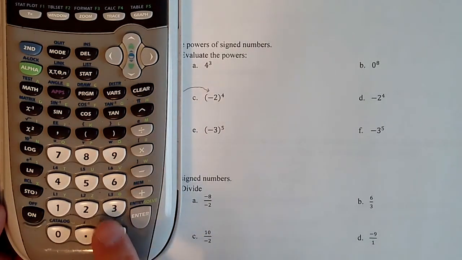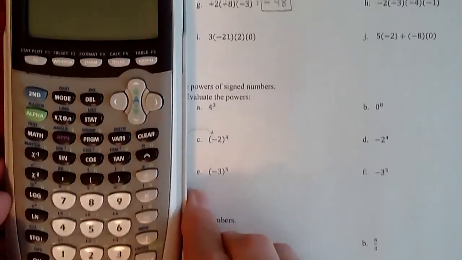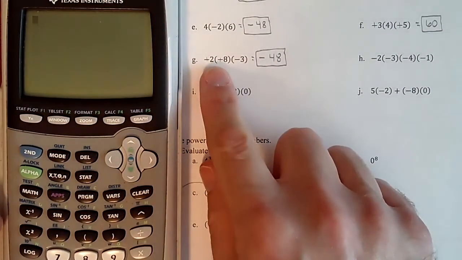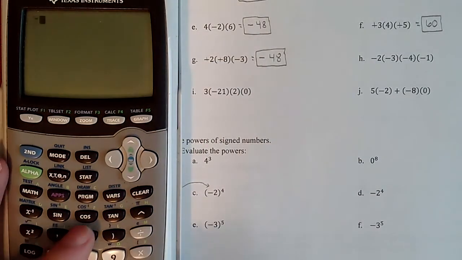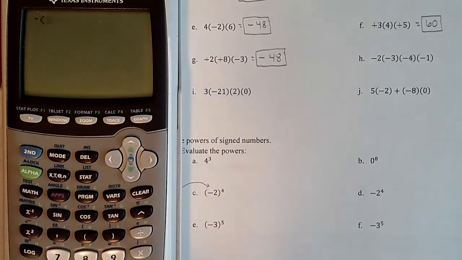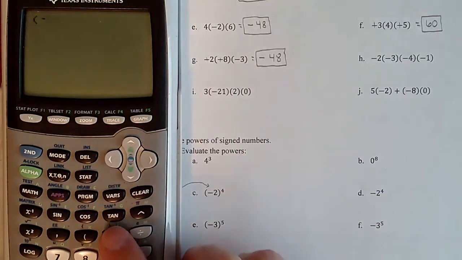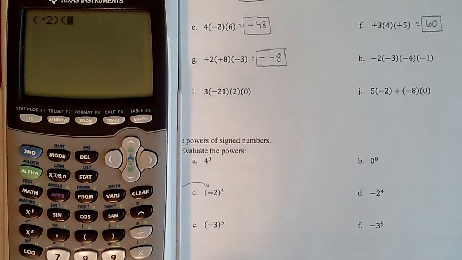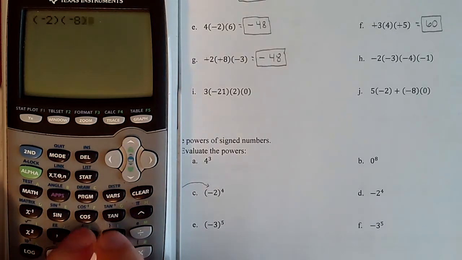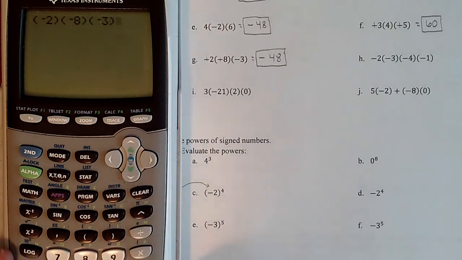So if you are doing a negative, it's probably safer, whether they have parentheses or not, to put negatives within parentheses. That way there's some order of operations stuff that's going to happen, and this is a safer route. So I'm going to put parentheses around the negative 2, and then I don't have to put a times sign between it. It's programmed to know that that's multiplication. So negative 8 and then negative 3. All right, so then that's just going to multiply them all together and get you negative 48.